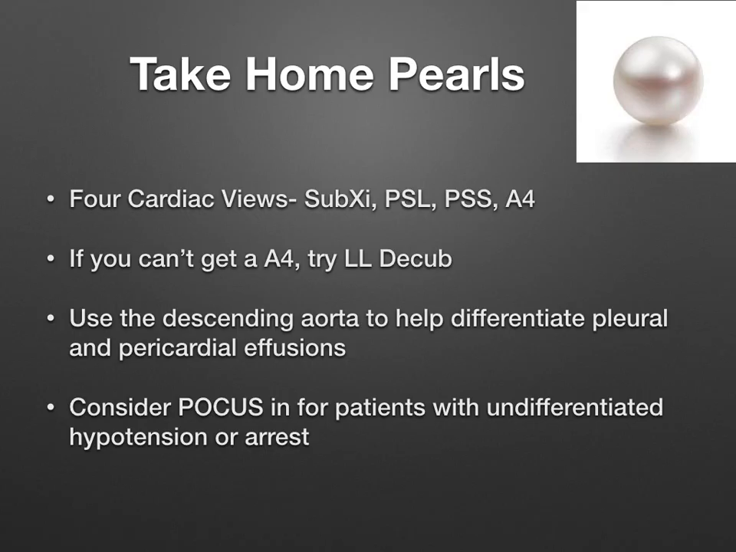So we're going to close out now with a few take-home pearls. These are the things I'd really like you to remember from this lecture. The first is to know the 4 cardiac views: the subxiphoid, the parasternal long, the parasternal short, and the apical 4. And we will learn more about how to acquire these on the hands-on sessions, but try to remember that if you're having difficulty with the apical 4, you can try the left lateral decubitus position. And make sure to use the descending aorta to help differentiate pleural and pericardial effusions, and consider POCUS for patients with undifferentiated hypotension or arrest.